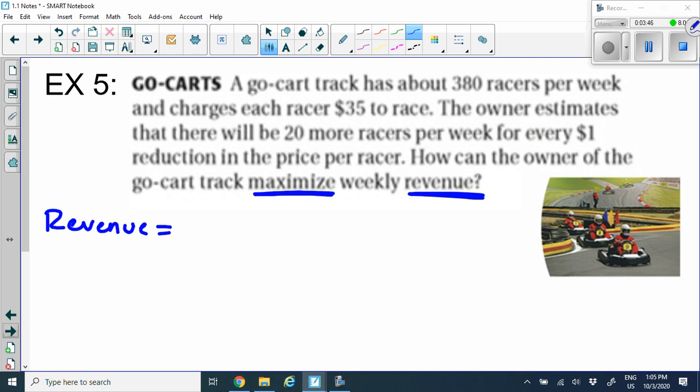Well, in order to figure out revenue, if we had just 380 racers, and we just charged $35 per racer, well, if we actually just did that math there, we would get $13,300, okay? So if we actually just multiply for each racer how much it costs, that's going to give us our revenue. So basically what we did was we did the cost that they charge for the go-karts times the attendance, or the number of people.